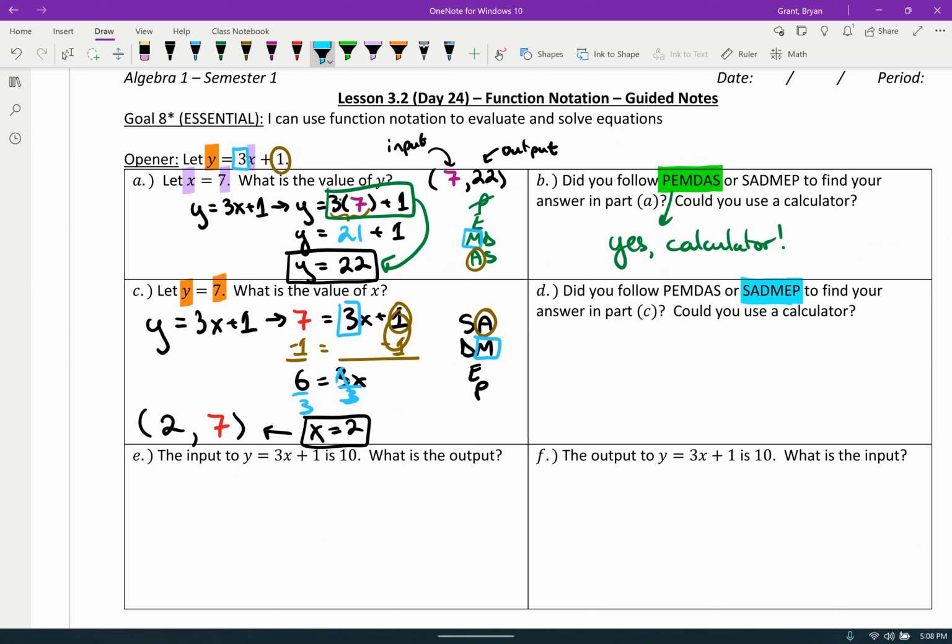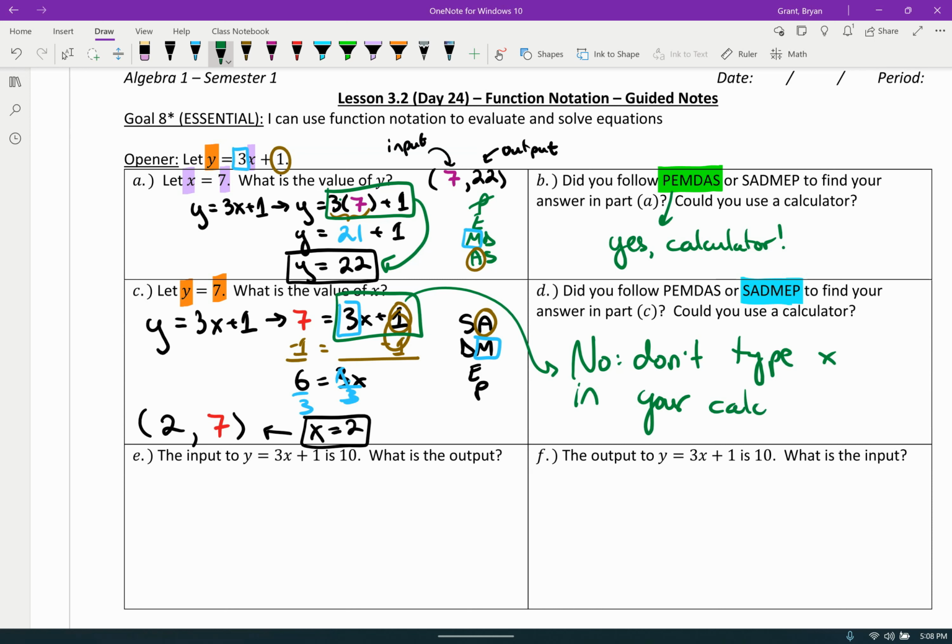And could you use a calculator? And the answer is not really. I mean, you can always use a calculator for basic math, but we cannot type this into a calculator. And so at least in Algebra 1, we need to know, don't type x in your calculator. Some calculators even have an X button. It's not what you want in Algebra 1. Don't type X in your calculator. Calculators only simplify numbers in Algebra 1.